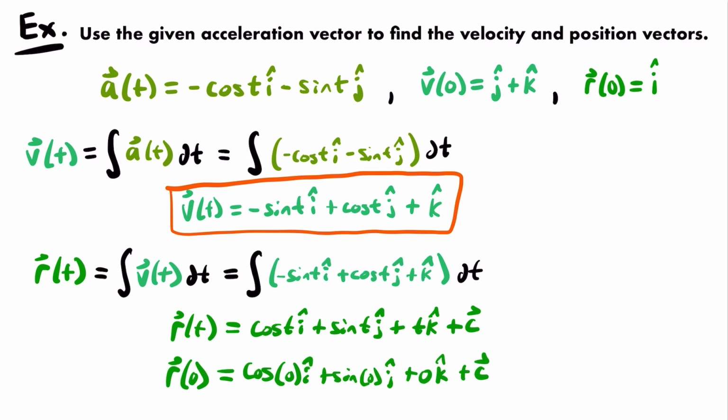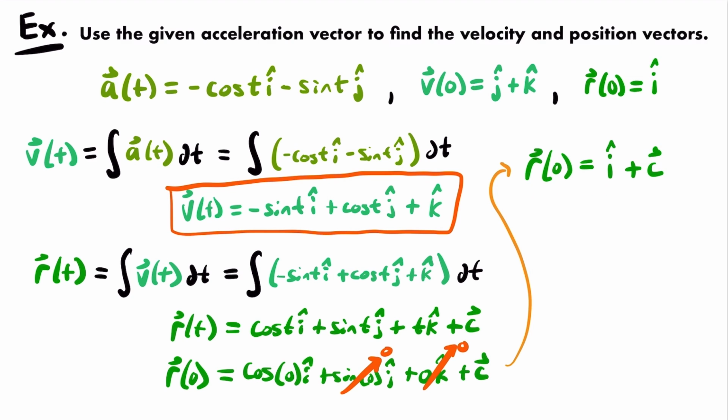All right, now simplifying, cosine of 0 is 1, so you'll have 1i. Sine of 0 is 0, so that whole component is just 0. And 0 times k is also 0, so that component is 0, leaving you with r of 0 is equal to 1i plus c, right? That's what this simplifies to. I just continued our work up here. This is all we're left with after plugging 0 into our position vector.